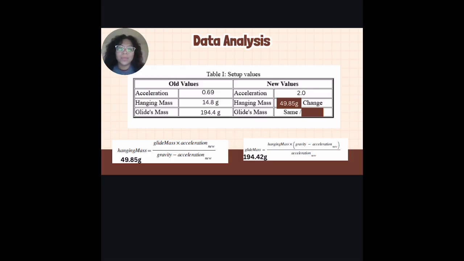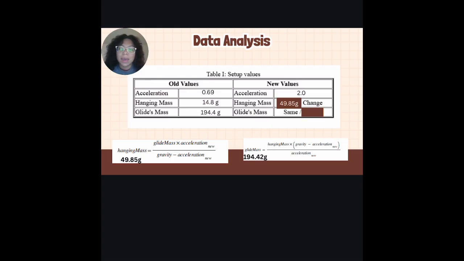To start our lab number 4, we did follow the procedure and we did our setup. But we also used the information that we had originally from lab 3. So our old values are what we had created: the 0.69, 14.8 grams, and the glider mass of 194.4 grams. So for our new ones, the glider mass stayed the same, but the hanging mass did change. We did add weight to it, so it changed to 49.85 grams. And then again, we changed our acceleration to 2.0.